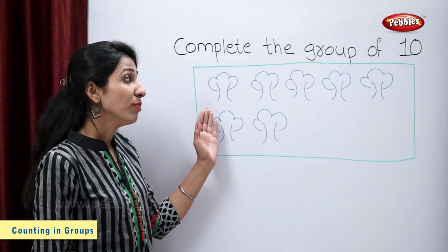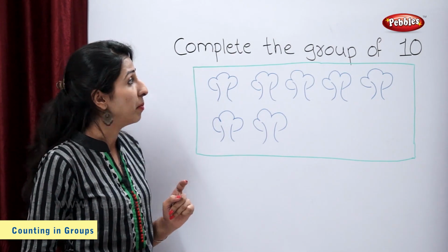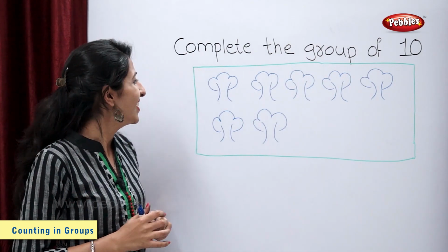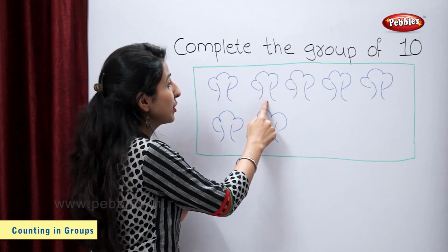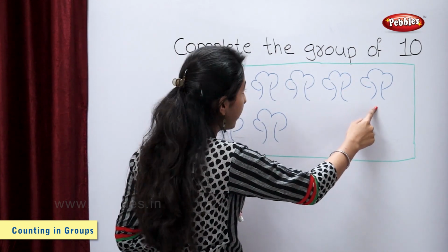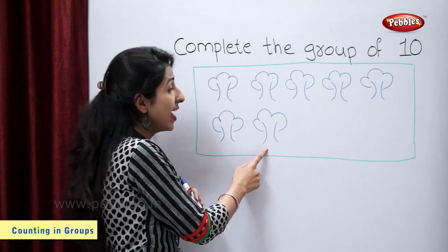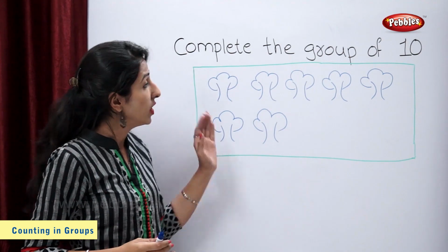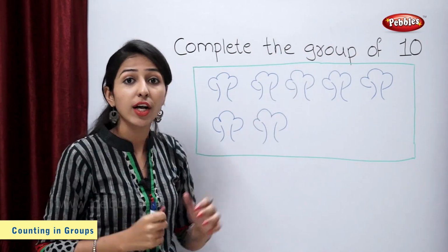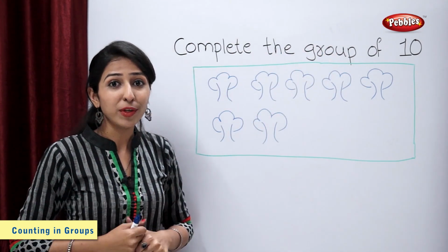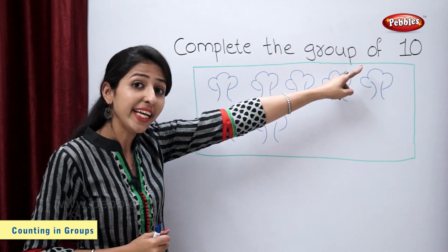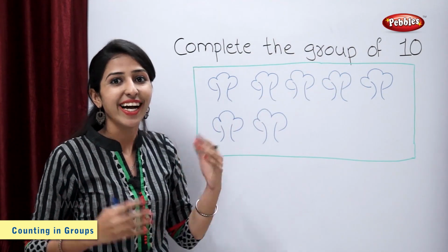There are some trees on the board. We have to complete the group of 10. So, let's count the number of trees. 1, 2, 3, 4, 5, 6 and 7. So we have 7 trees on the board and we have to complete the group of 10. So tell me students, how many more trees are required? We have 7. We need 10. So 3 more trees are required.